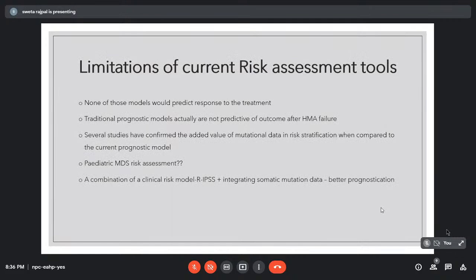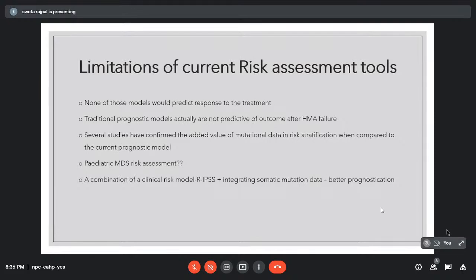So the current risk models do not predict the response to treatment. We don't have any data on those people who are treated with HMA, hypomethylating agents, and those who fail HMA. We don't have any prognostic model to assess that. And we don't have a specific system for pediatric MDS risk assessment. There are multiple lacunae in the current risk assessment tools.